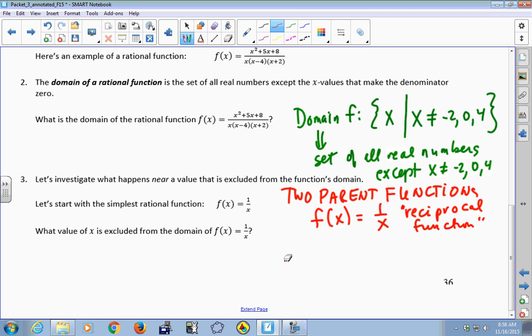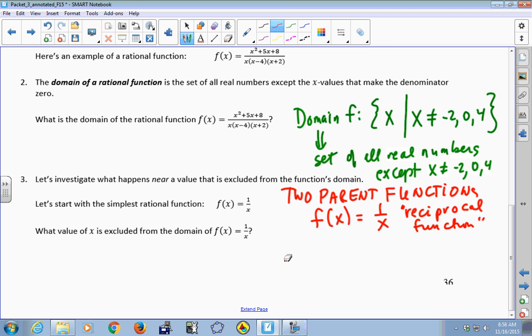Is there any value of x that will give us trouble there? Any guesses? No? All right. Helene, how about you? 1. Okay, so if we put 1 in for x, f of 1 would be 1 over 1. Is that a number, 1 over 1? Yeah. Okay, so what was your second idea?